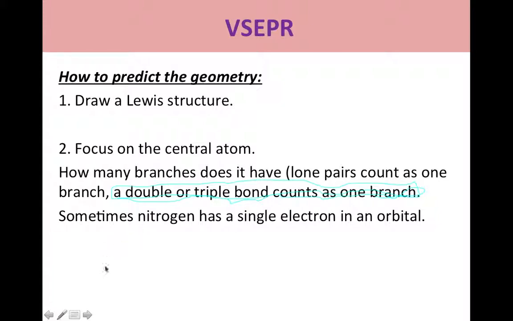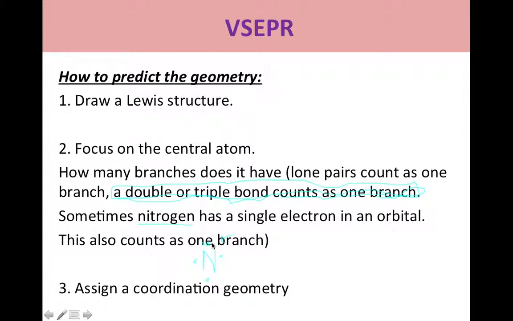The other one that you need to remember is nitrogen, because if you draw it, you'll remember that it's N with 2 dots, 1, it's 5, so 1, 2, 3, 4, 5. Sometimes we forget that nitrogen has this lone pair right there. Okay, so make a note of that. And even though it's a lone pair, it's going to count as a branch.